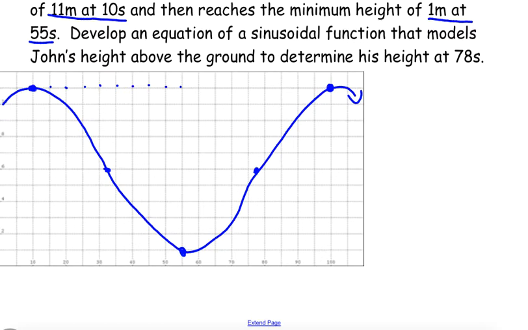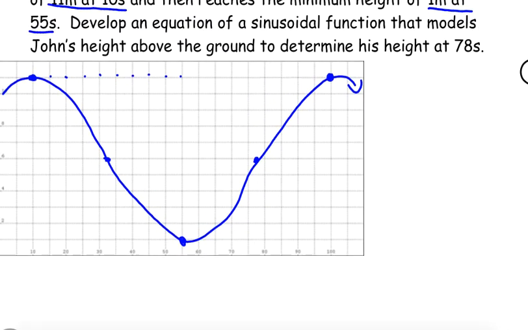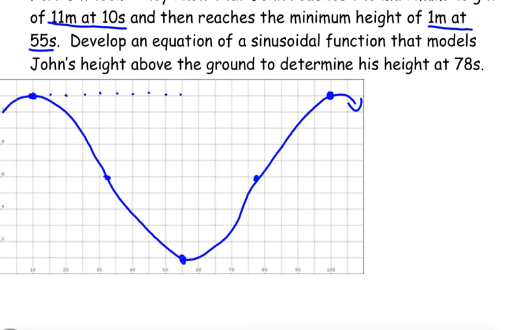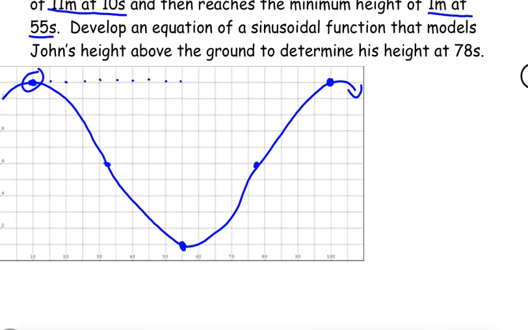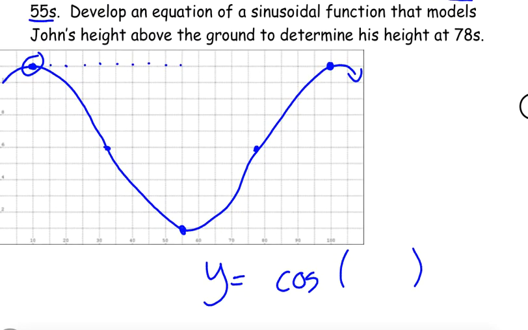Now we need to put an equation for this graph. So I always use sine functions, and that's just a personal preference when I'm doing these. But this one sets up pretty good for a cos function because of where we start. So if we did this as a cos function, we're going to have our y equals cos, bracket, close bracket.